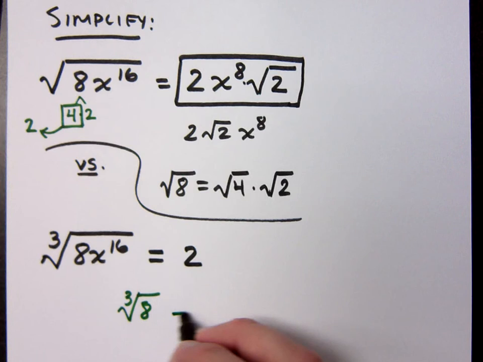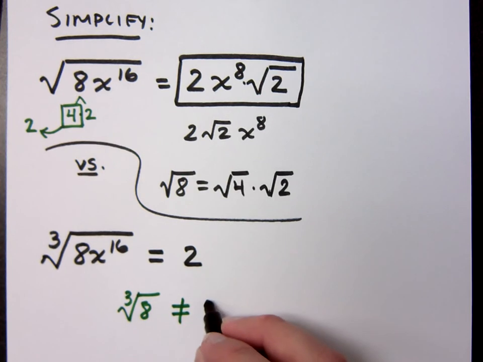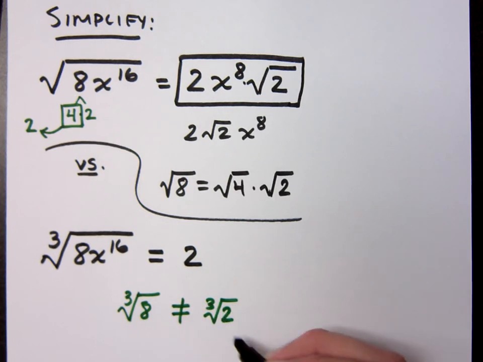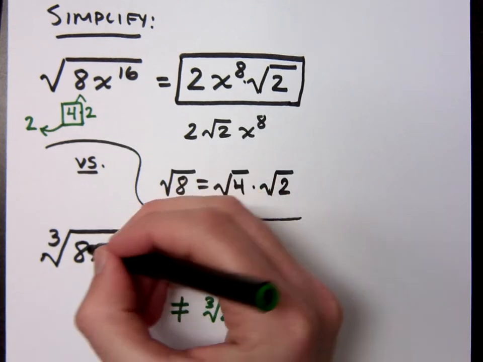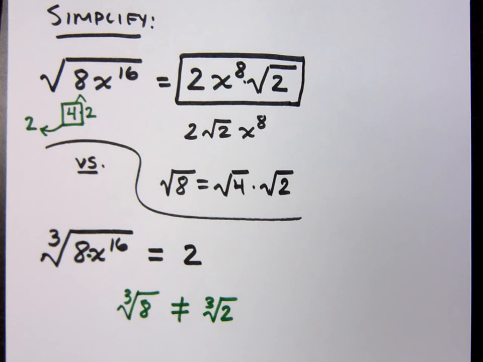The cube root of 8 is not the same as saying the cube root of 2. Do we know that? The cube root of 8 is 2, free and clear, right? So that's why the 2 is written out here. This is a product of 8 times x to the 16th. So in other words, if it's a coefficient, then it's always going to be on the outside of the square root.